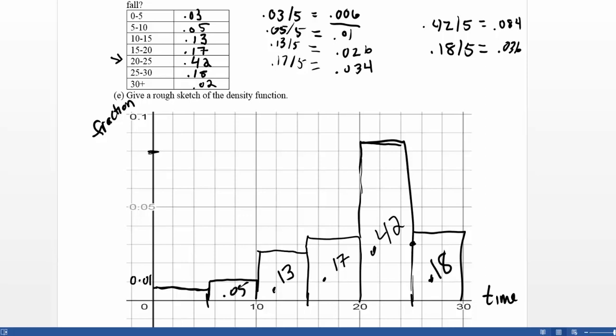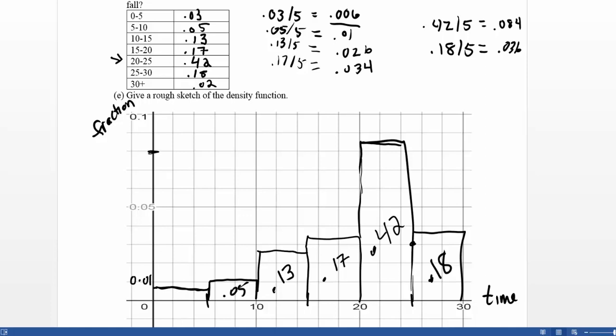So to get the heights for my probability, I have to take the fraction and divide by the length of the interval. Now the length of the interval should be standardized. So here we were always dividing by 5 because we were looking at 5-minute intervals. So if we take our probability of each interval, or the fraction of time that happens, and divide by the length of the interval, we get the appropriate height to draw our density function.